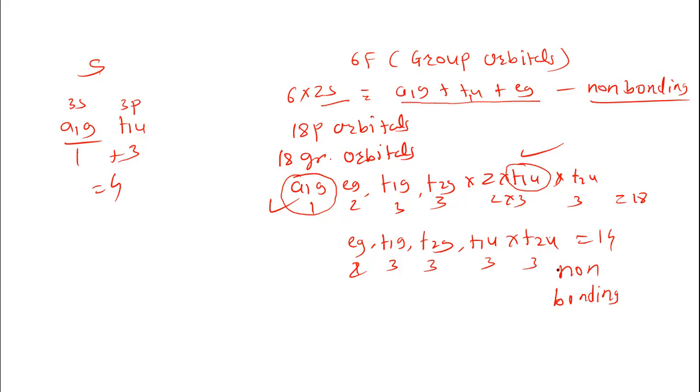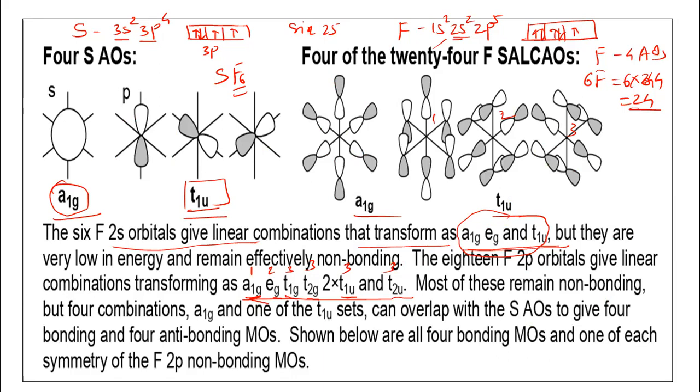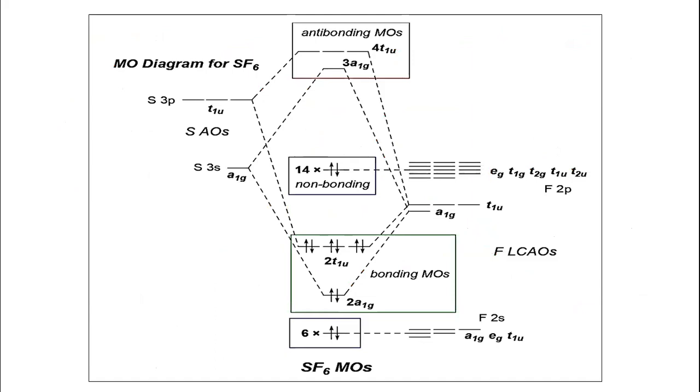So let's try to understand this. See now, sulfur's 4 atomic orbitals overlap with 4 group orbitals of the 6 fluorine atoms, and there is a formation of 8 molecular orbitals: 4 plus 4 is 8. 4 are bonding molecular orbitals and 4 are anti-bonding molecular orbitals. So let us see the diagram here. This diagram is very important, the molecular orbital diagram for the SF6 molecule. You can take a screenshot of this diagram.